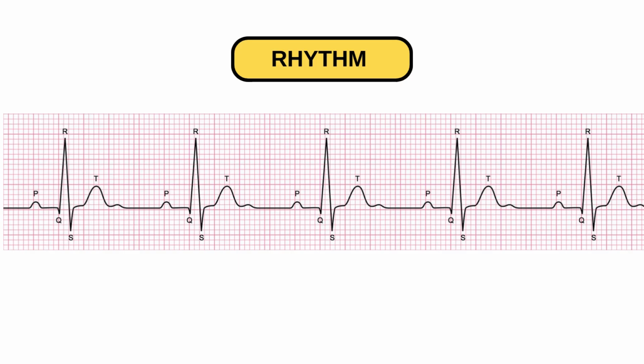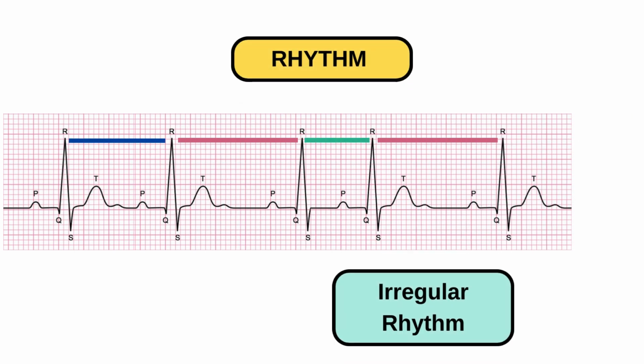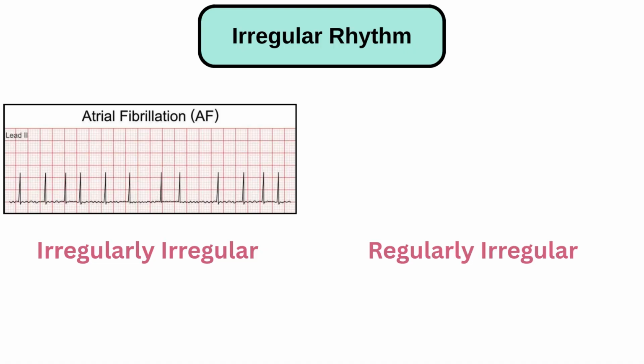That brings us to rhythm, which answers the question, do the beats fall at regular intervals? We assess this by looking at the RR interval. If the distance between QRS complexes is consistent, the rhythm is regular. If the distance varies, the rhythm is irregular. Irregular rhythms can be irregularly irregular, such as atrial fibrillation, or regularly irregular, which may be seen in some second-degree heart blocks.